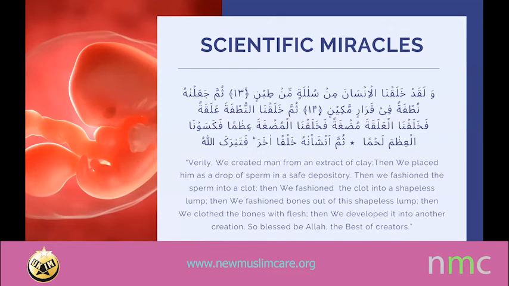There are a few verses in the Quran that talk about the human being and how a person is made, essentially. If you have a quick look at the screen, I will basically paraphrase. Allah subhanahu wa ta'ala tells us that man is made from an extract of clay. We placed him as a drop of sperm in a safe depository, i.e. the womb, and that sperm formed a clot, the lump, and from that lump, you've got bones, and it gets the shape of a human being, and Allah puts a soul in it, and that's how we are created.